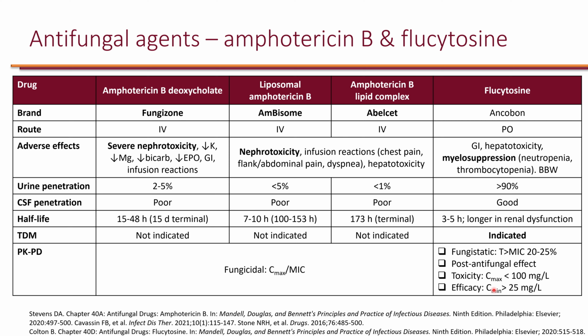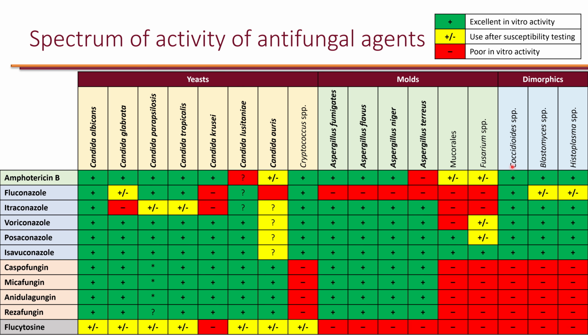So for efficacy, it's the trough that's important. The trough needs to be at least 25 for efficacy, but for the toxicity, it's the peak that makes a difference. So we want the peak to be under 100. Once you go over 100, the risk of myelosuppression goes up significantly.